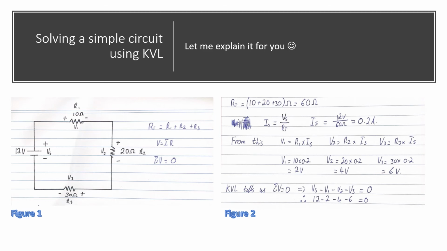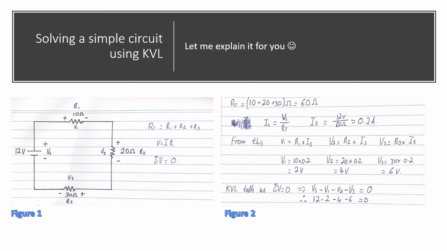And our current is 0.2 amps. We can then simply use Ohm's law to calculate our voltages of V1, which equals 2 volts, V2, 4 volts, V3 equals 6 volts. You may be able to see where KVL can be used here. We can use KVL to prove that these are in fact the correct voltages. The 3 voltage drops in the circuit should equal the source voltage, which in this case is 12 volts.